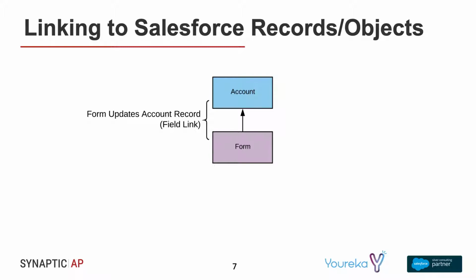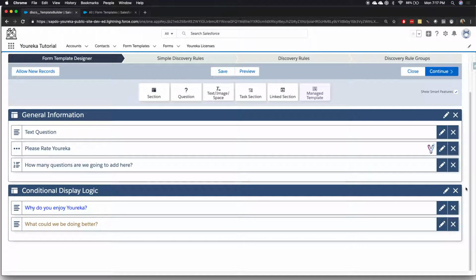We do it for many of your standard objects so that you can get off the ground and running faster. But if you have a custom object as opposed to an account that you want to link a form to, it's important that you create a lookup relationship from your form object up to that custom account, for example. This is how we can make field links possible. So let's see this in action.